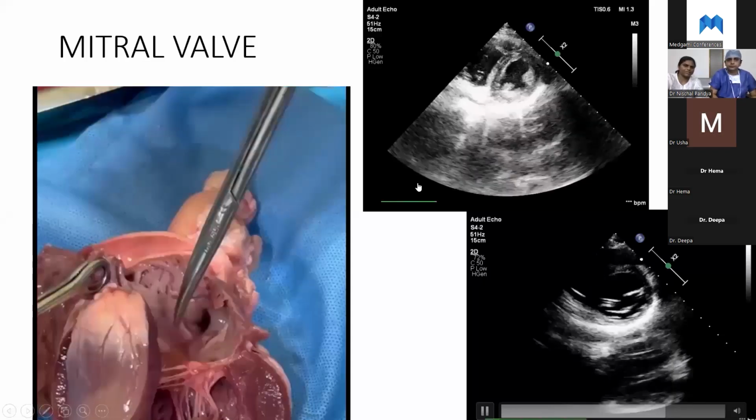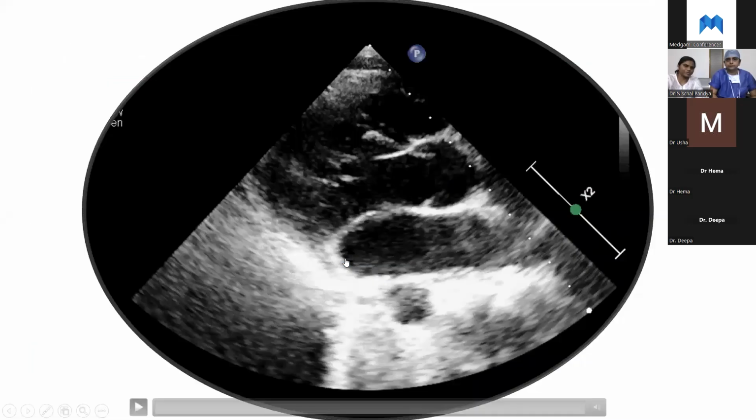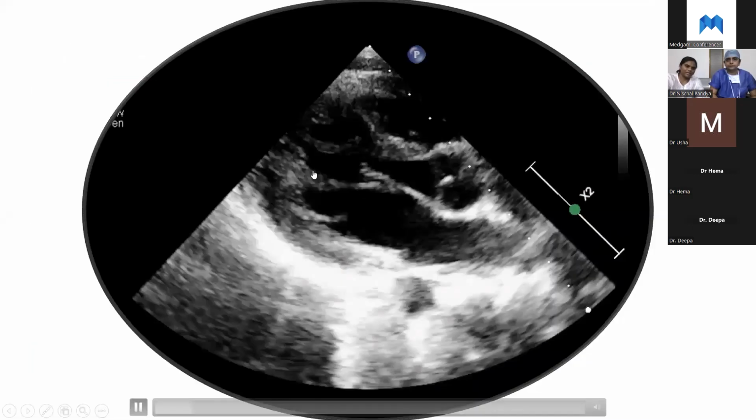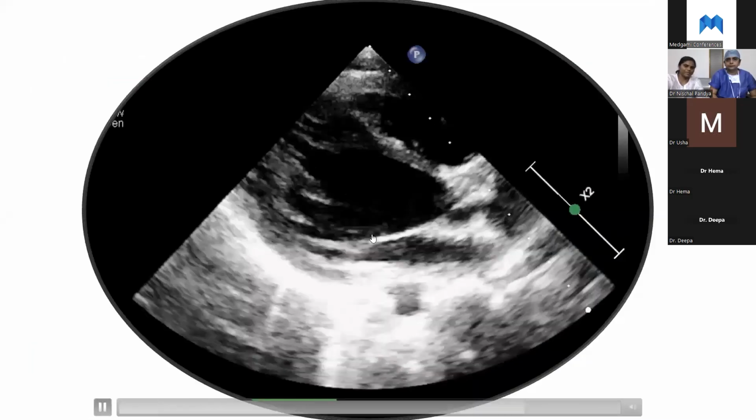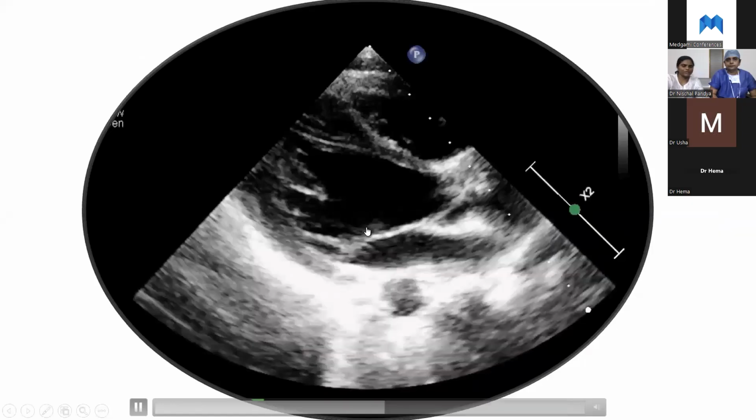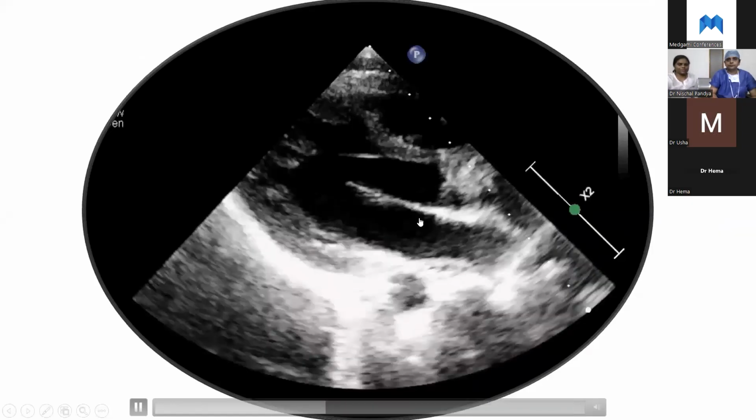And this is the long axis view to show the mitral valve and the aortic valve. And we can see the aortomitral continuity in this image.